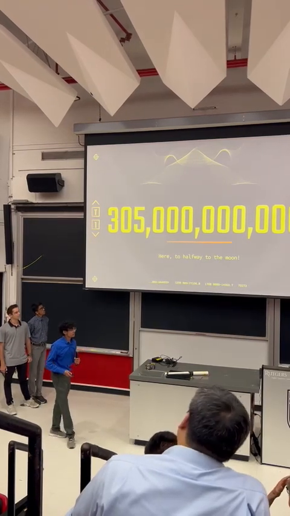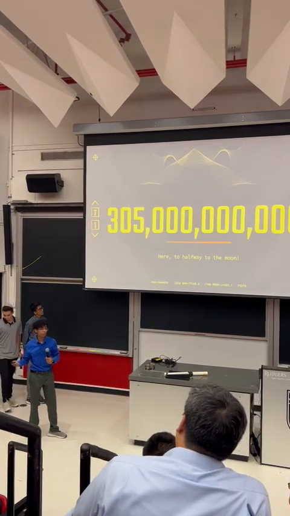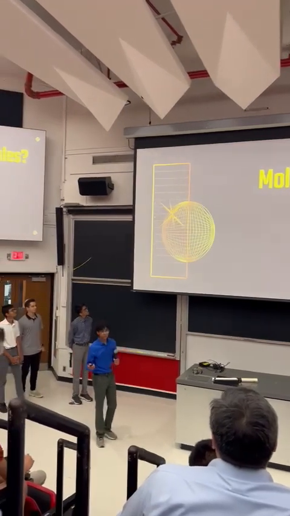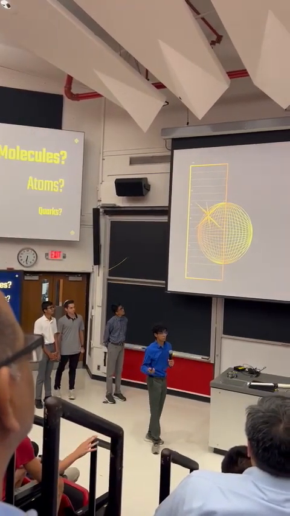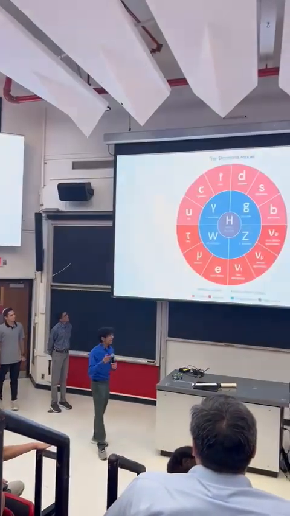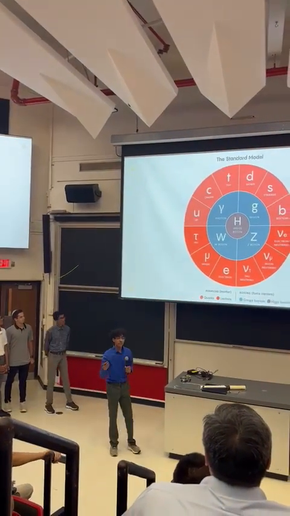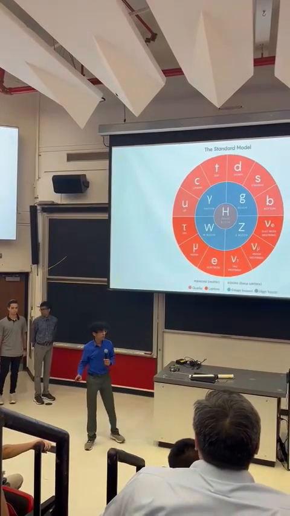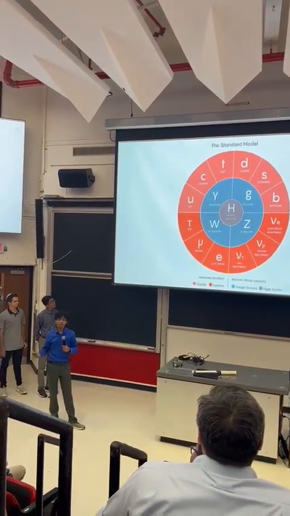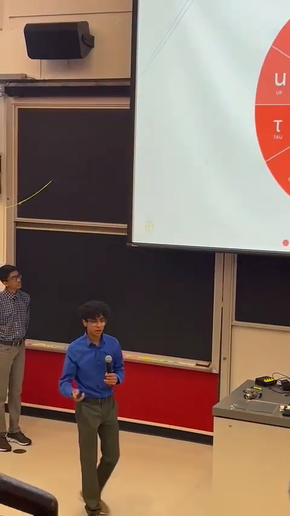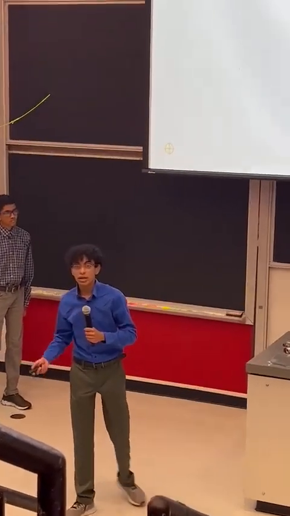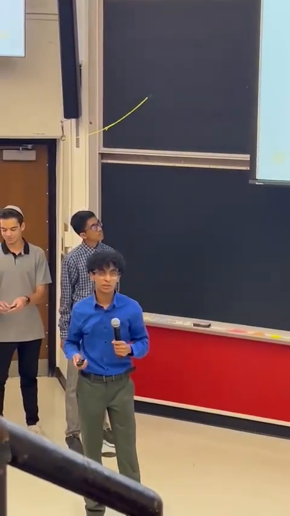Well, to first understand that, you have to know what the most fundamental particle is. Are they molecules, atoms, quarks? To understand that, you have to understand the Standard Model. Now, if you look at this, these are all the fundamental particles that we currently know about. On the outer ring, we have fermions, or the matter particles that we commonly interact with. And on the inner ring, we have bosons, or the force carrier particles.